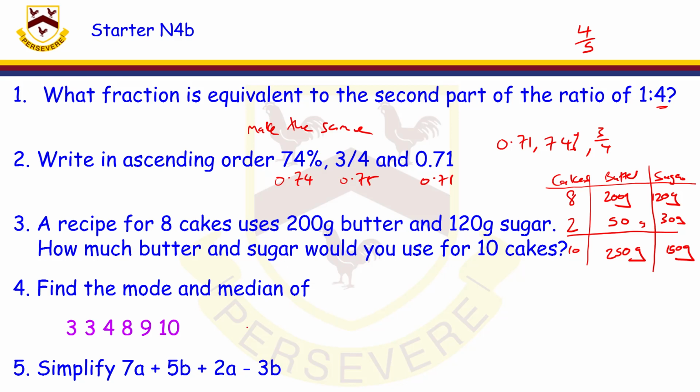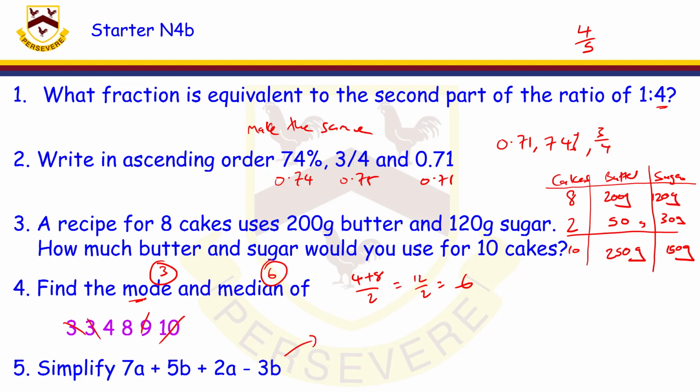Okay, and for question 4, find the mode and the median. Mode, remember, most common out of these is 3, and the median is the middle number after you've put them in order. We've got 2 of them in the middle, 4 and 8, so we've got to find the middle value of 4 and 8. So we add 4 and 8 and we divide it by 2, so it's 12 over 2, giving us a median of 6. So 6 is halfway between those two.